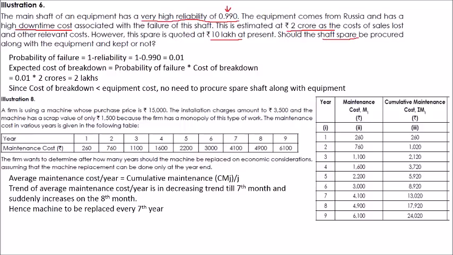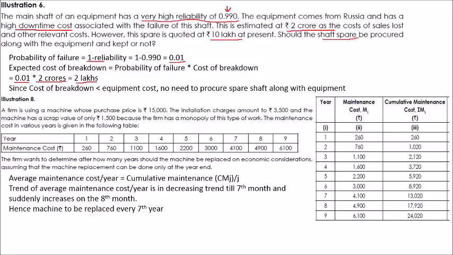That is the question. So here, if you see, the probability of breakdown or probability of failure is 1 minus reliability. Reliability is given as 99%, so the probability of failure is only 1%. And if 1%, what is the cost? It is 2 crore. So probability multiplied by cost of breakdown, the expected cost of breakdown is only 2 lakh rupees.